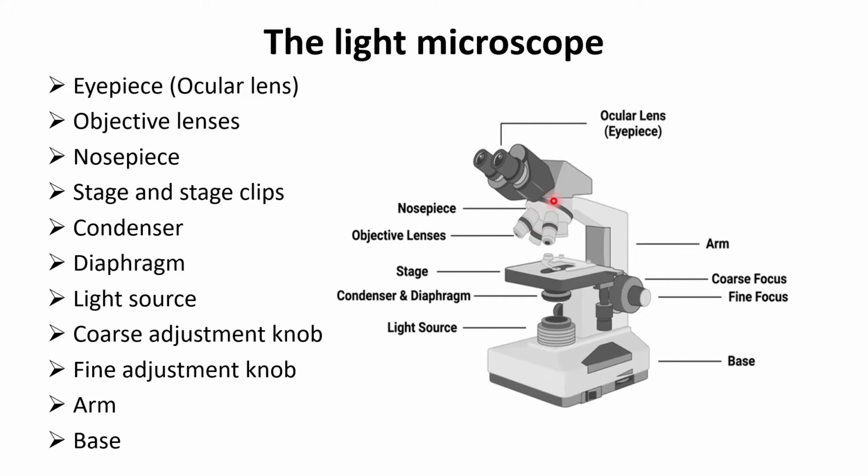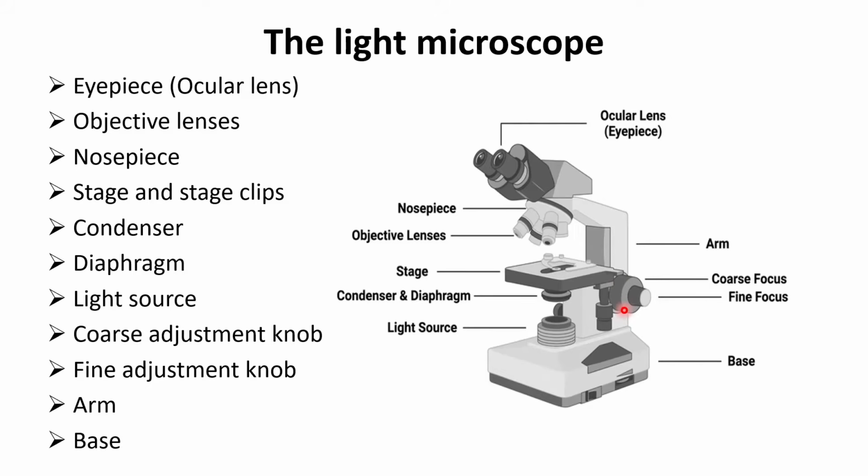You'll have the revolving nosepiece here, the arm, the stage, and then you have the clips. Then you have the diaphragm and the condenser. This is a light source. Then this is the base of the microscope. Then you have the adjustment knobs. This is a fine adjustment knob. Then this is a coarse adjustment knob.